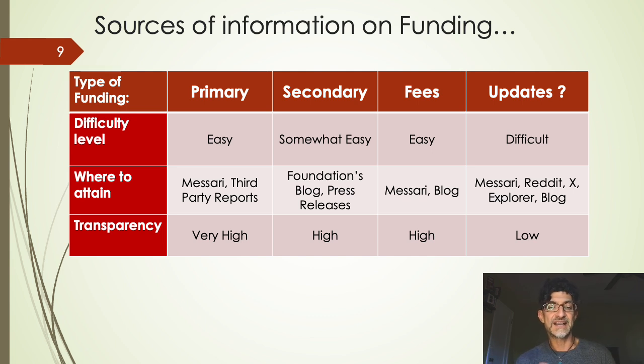Messari, you can go to blogs. I mentioned Token Terminal. But here's the issue. If you go to the last row, transparency, it's very easy to find ICO proceeds. You can go to Crunchbase, for example, Root Data. You can even go to DeFi Llama and find some of this information. But finding updates is very difficult.